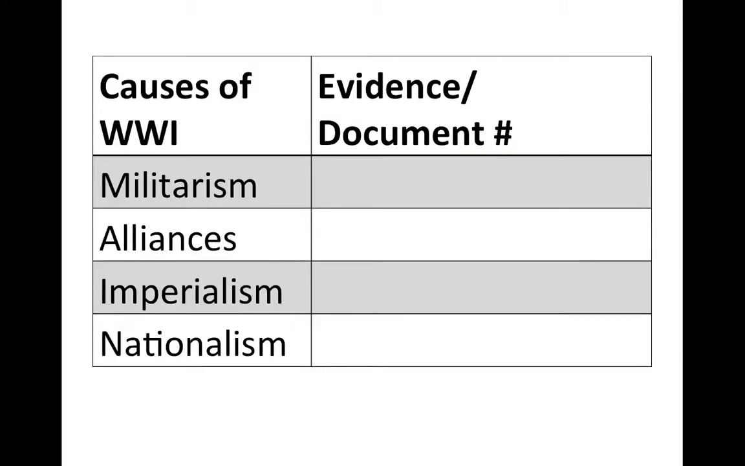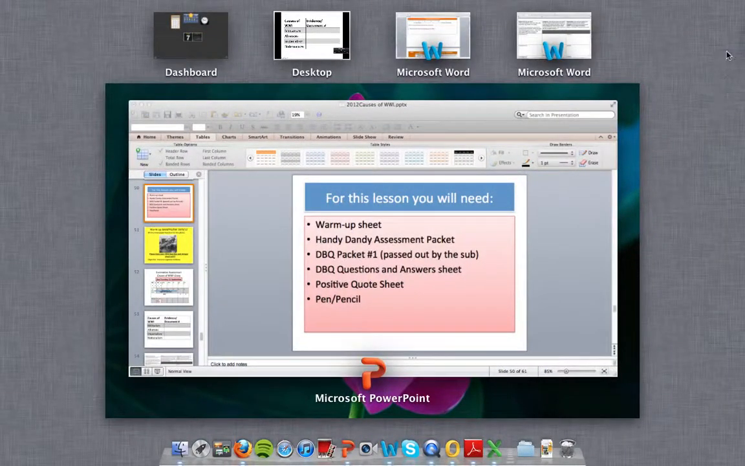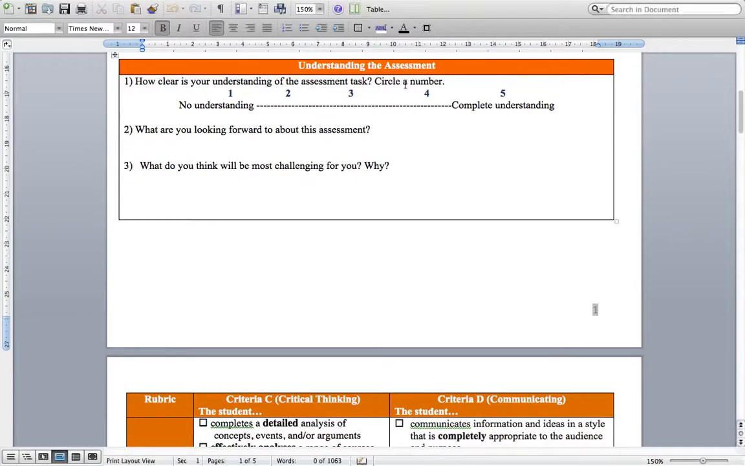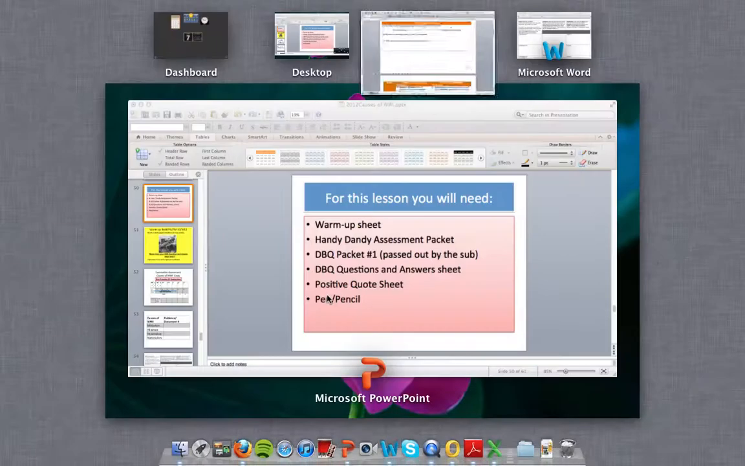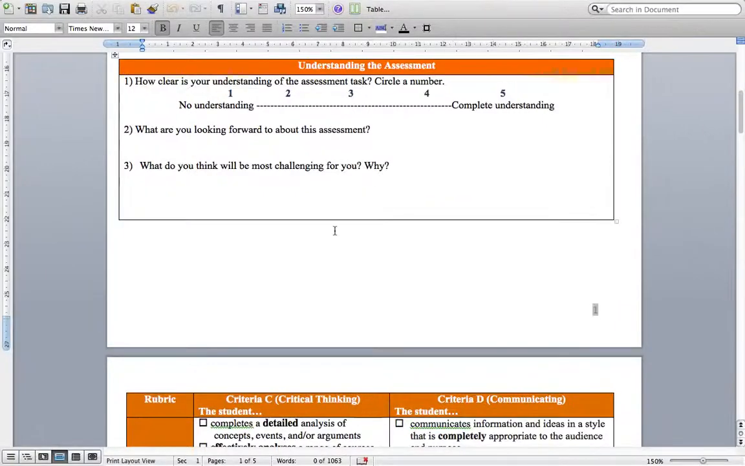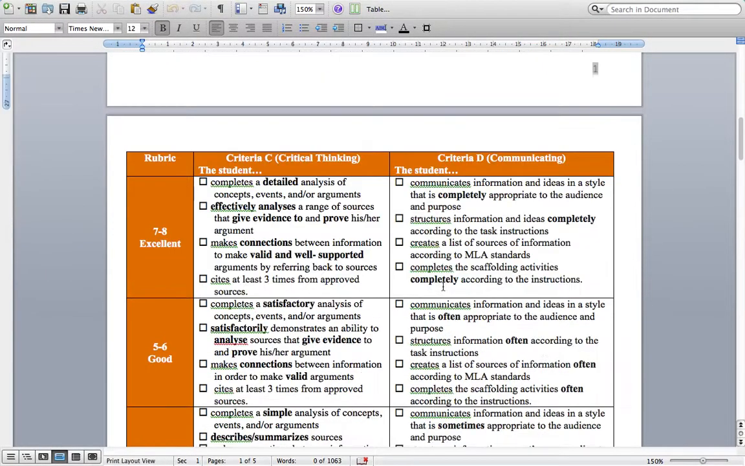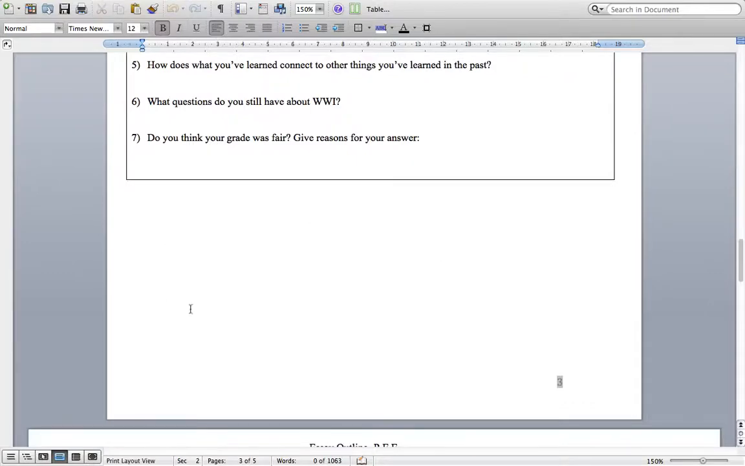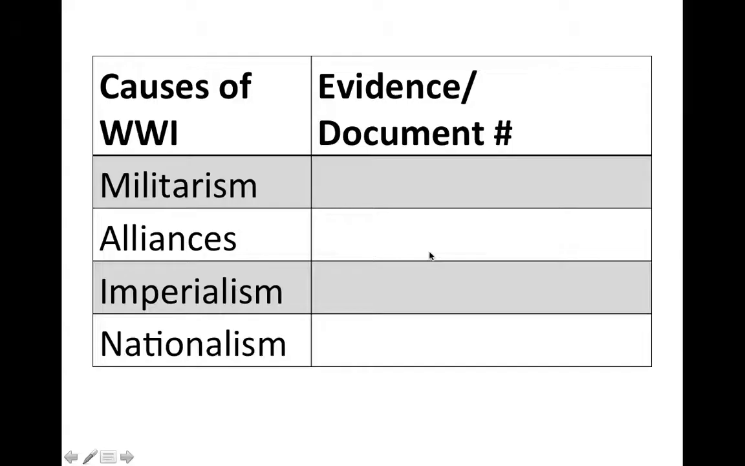Okay, what you should have out in front of you right now, you can put your warm-up sheet up. Please take out the DBQ packet number 1 that the substitute has passed out to you, okay? What you need to do also is to have your handy-dandy assessment packet out. Please, at the bottom of page 1, so you see right here, or at the bottom of page 3, please copy this chart.